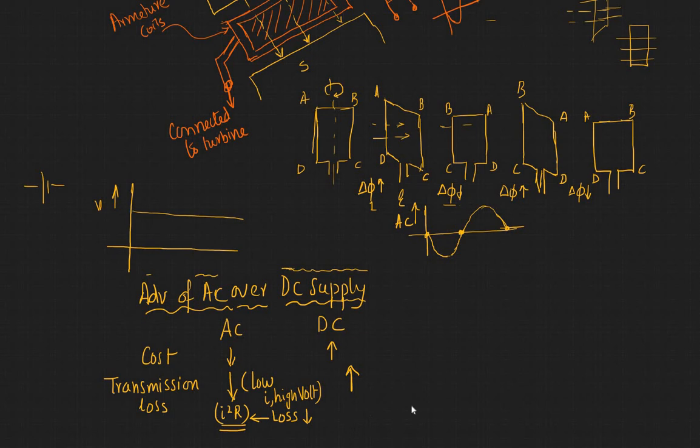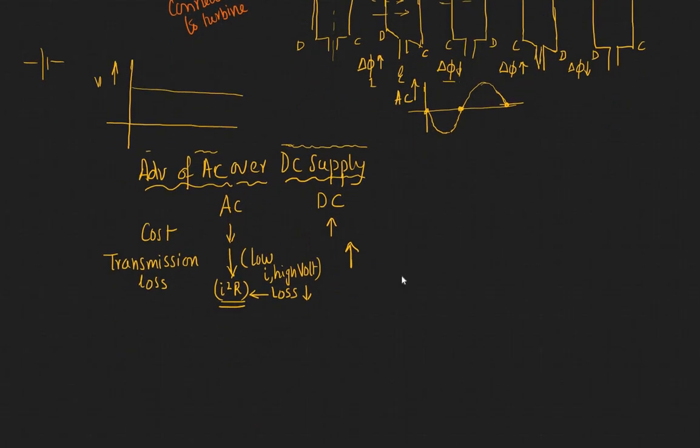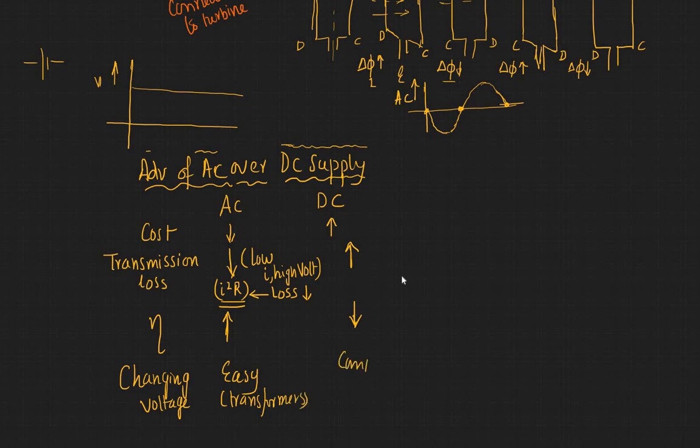The next one is efficiency. The efficiency of an AC generator is quite high, and for DC, using a battery, etc., it is quite less. And changing voltage is easy in AC. We use transformers, and here it's complex. You need complex circuits. So these are the key advantages of AC over DC.